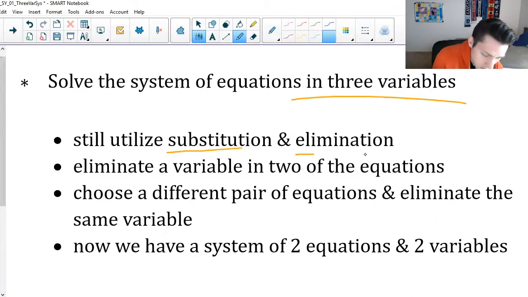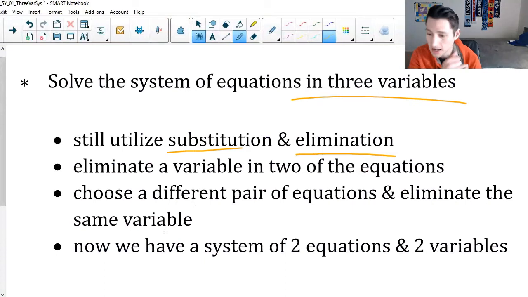We're still using, so you might remember all the way back from Algebra 1, doing substitution and elimination. Okay, those are the 2 main methods we use for solving systems algebraically, and we're still doing that. It'll just be a little bit more difficult.